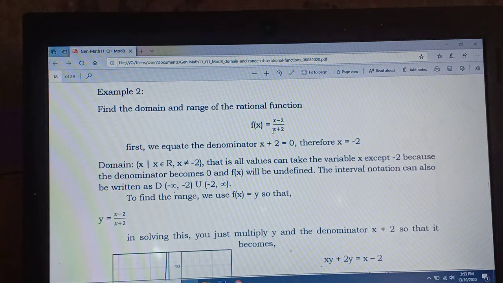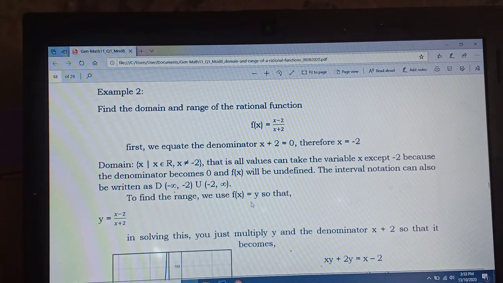So negative 2 is the one that is not allowed. Let's try negative 2 here. Negative 2 plus 2 is 0. Therefore, the domain is x such that x is an element of R wherein x is not equal to negative 2. Let's repeat, why is negative 2 not allowed? Because if you substitute negative 2 in the function, the denominator will become 0 and therefore the function will become undefined. So the domain is all real numbers for x, except negative 2.